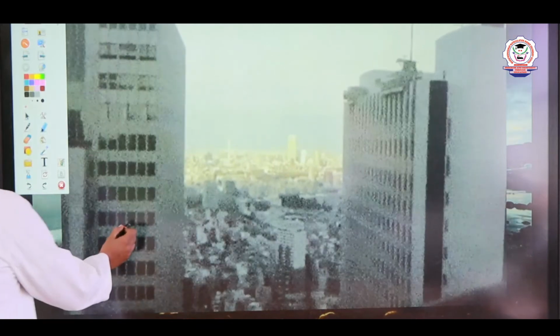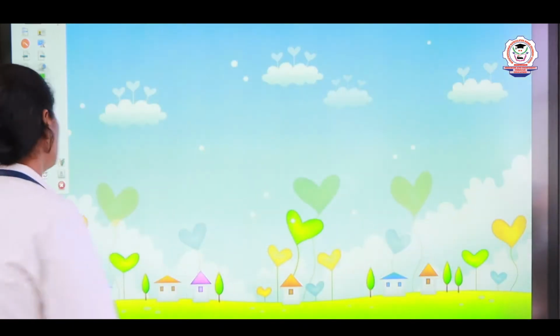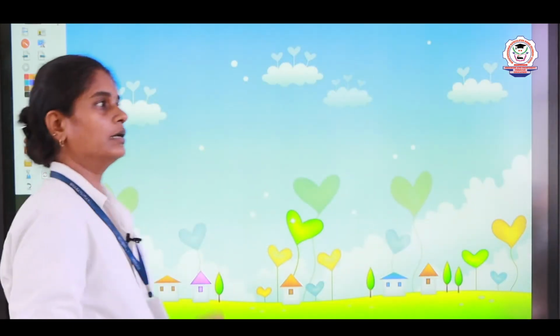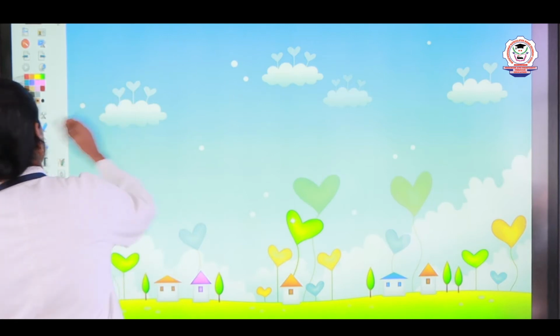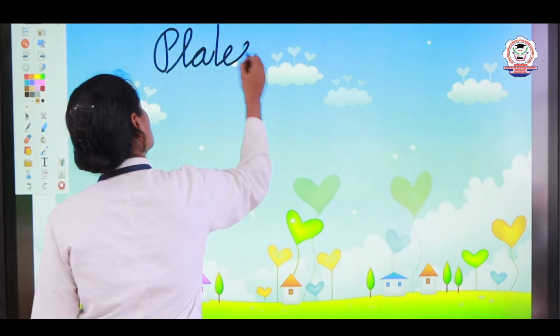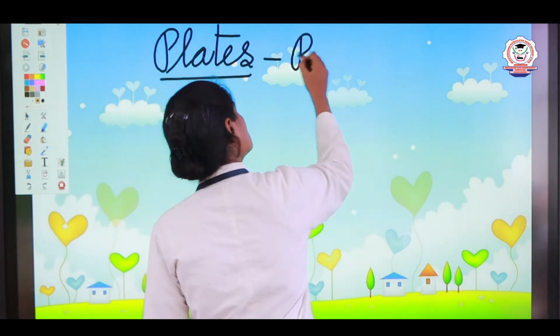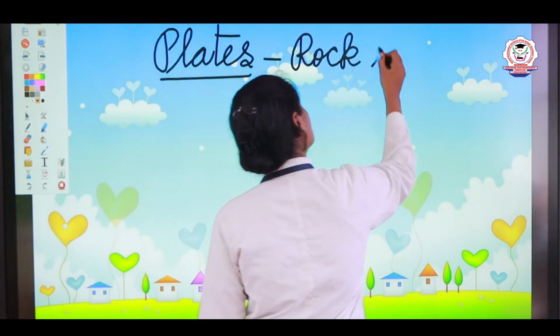So, we know that the earth is made up of crust, right. So, the crust is nothing but the upper layer of the earth's surface. In your layers of earth lesson you would have understood about the first layer of our earth, right. So, which is known as crust. So, these crusts are made up of big rock masses, right. So, these are called plates. So, what are plates? The rock masses beneath our earth.